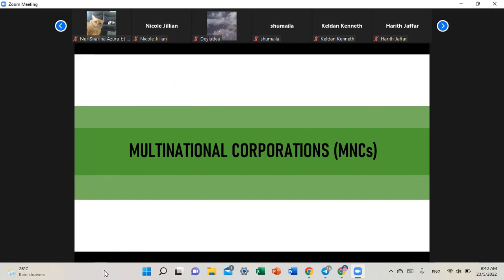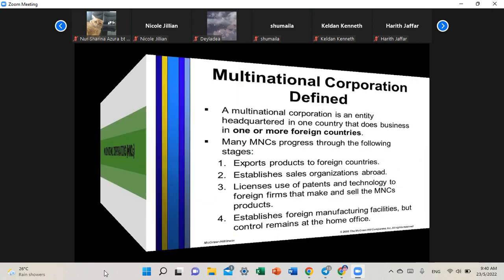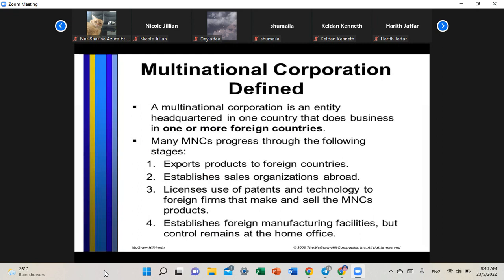And then last one, we have the MNC, multinational corporation. A multinational corporation is an entity headquartered in one country that does business in one or more foreign countries. The headquarters is usually in the home country, and they establish more offices in the host country. So many MNCs progress through the following stages. They started by exporting products to foreign countries. This is the early stage of testing the water, right?